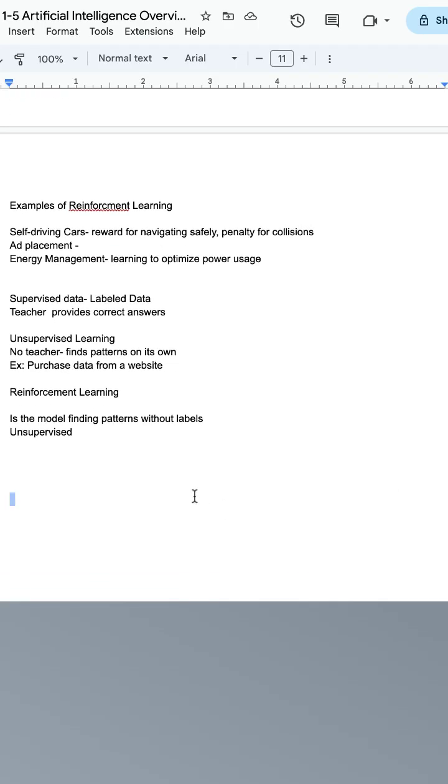So I do have some test scenarios for you. They're going to be attached to the study guide. But for now, that is your overview of the subcategories of machine learning.